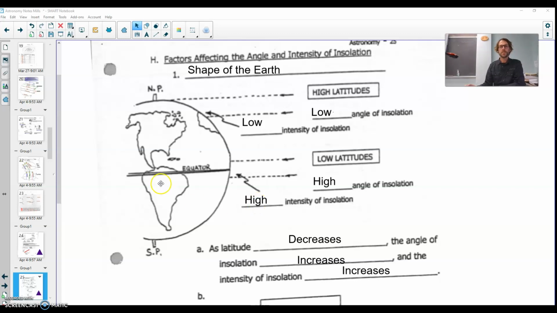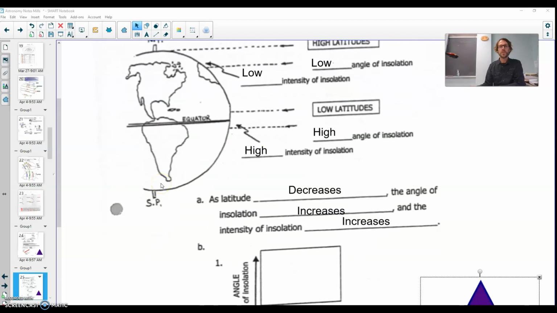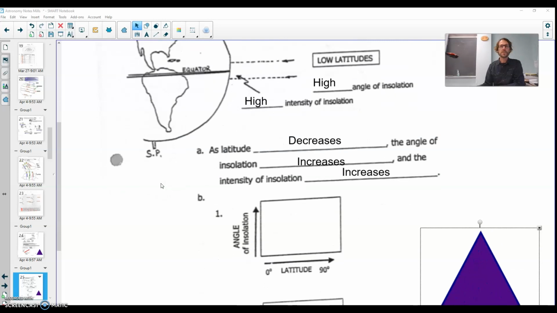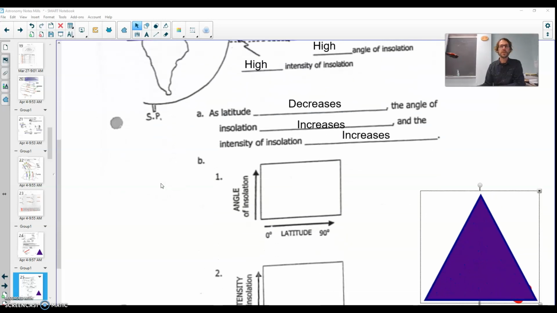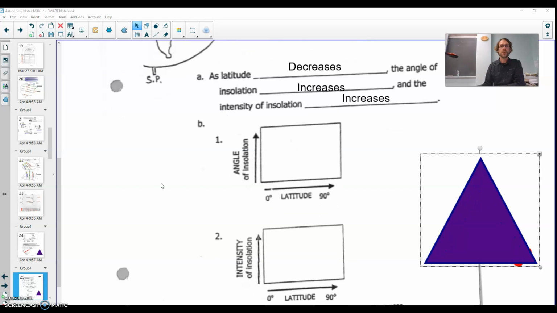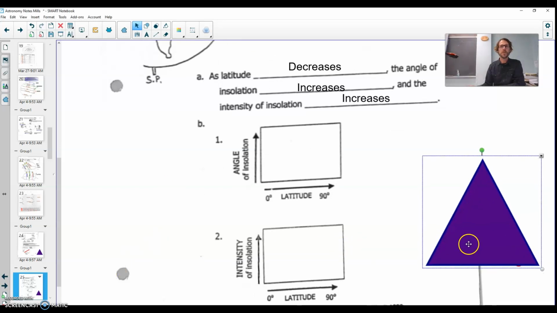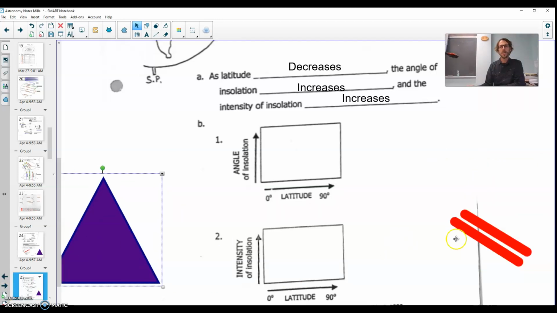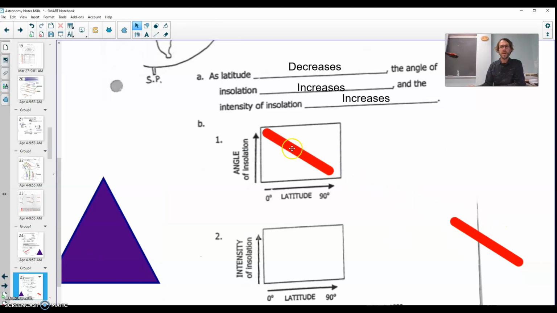So down below, we give you some graphs, angle of insolation and the intensity of insolation versus latitude. Go ahead and fill in what you think you know of those. We'll reveal them in just a moment. Okay, so for both of these, you're going to have an indirect relationship. So the angle of insolation is greatest and the intensity of insolation is greatest at the lower latitudes. So you have an indirect relationship.